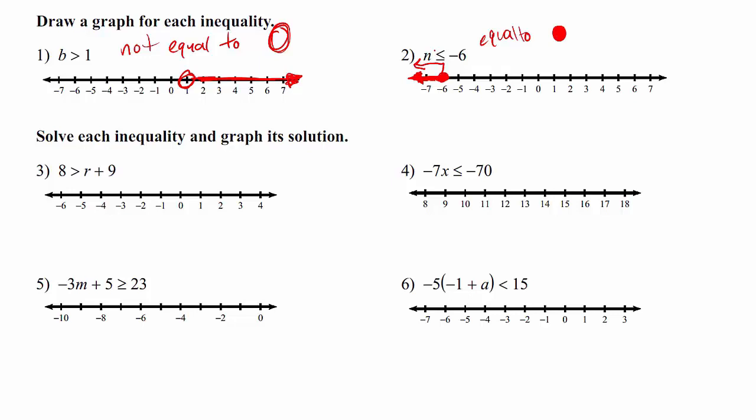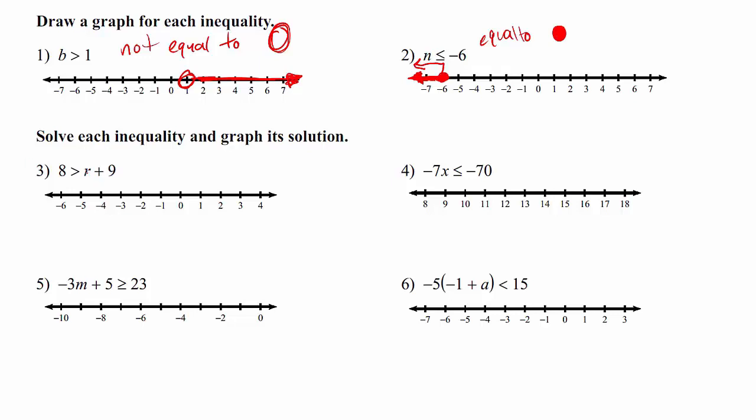On 3 through 6 here, we're going to solve the inequality and graph its solution. So the part with solving means that we should get an answer that is another inequality, but the inequality should be solved for our variable. Just like when we solve an equation, we solve for x or whatever our letter is.